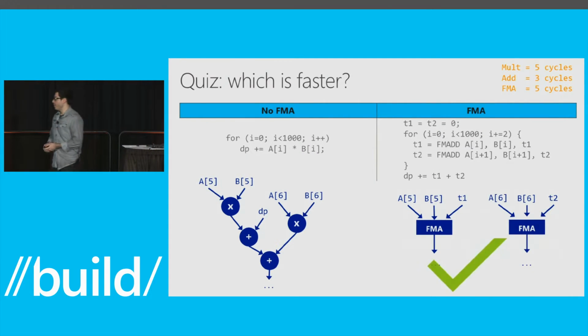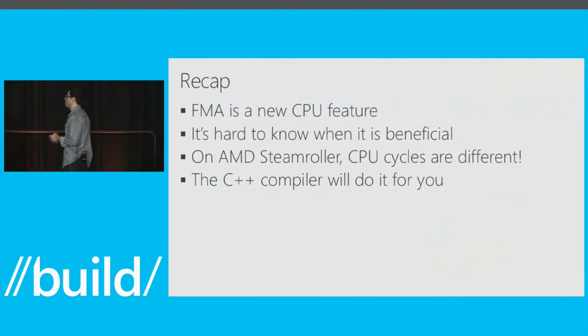Okay, quick recap. Yes, the right-hand side is faster. So quick recap, FMA is a new CPU feature. CPUs all have them now. The latest AMD chips, starting with Steamroller, have FMA support, and the Haswell chips on the Intel side have FMA support as well. It is hard to know when it's beneficial. I promise you it's hard to know.